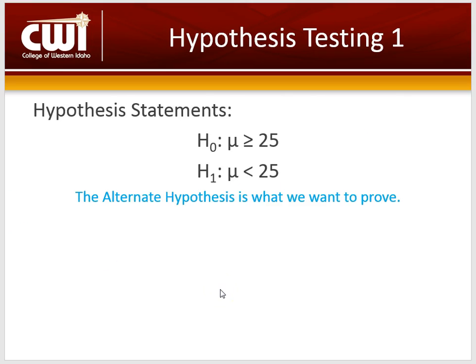Our hypotheses will be: null hypothesis, the true mean is greater than or equal to 25. Alternate hypothesis, the true mean is less than 25. The alternate hypothesis is what we want to have evidence to support.